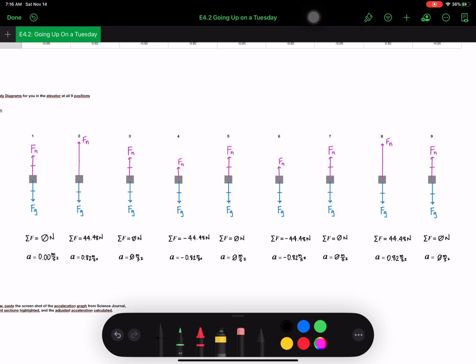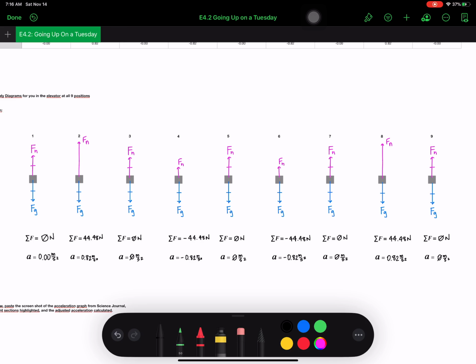Now, these free body diagrams could describe two different situations. The elevator could have been at rest, like it was at positions 1, 5, and 9, or the elevator could be moving at constant speed, like it was in positions 3 and 7.